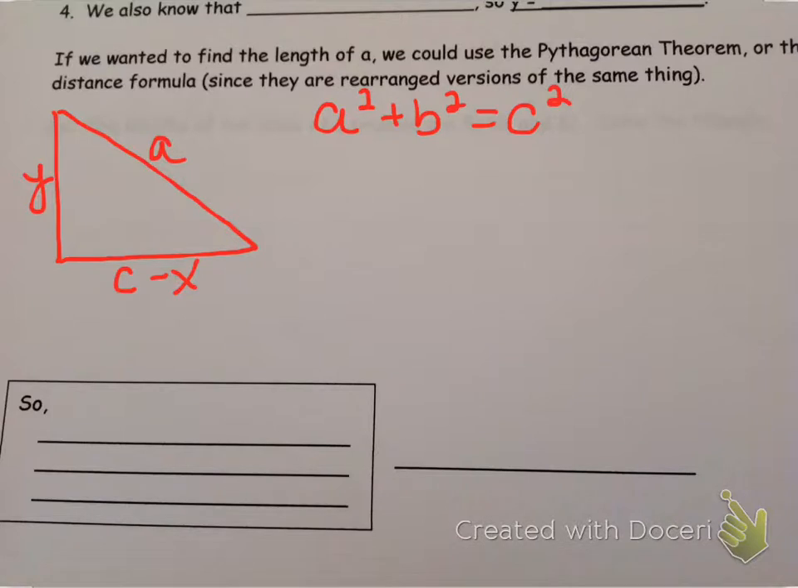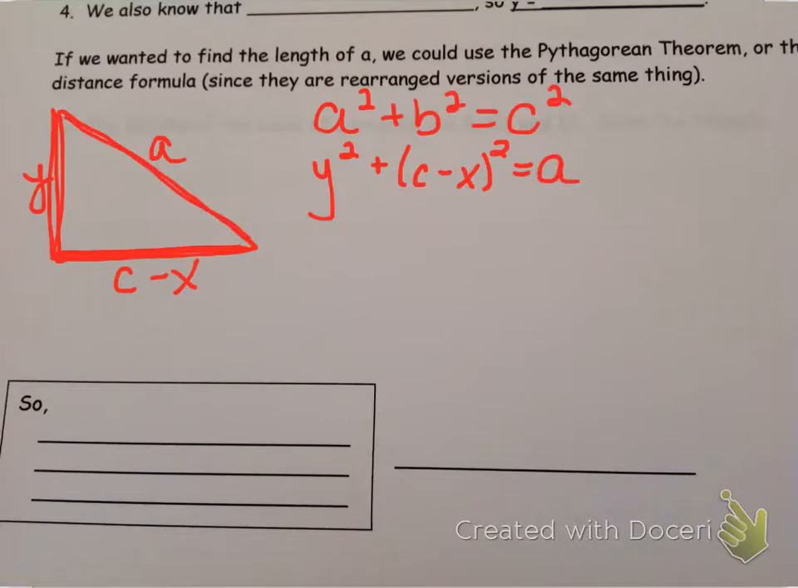So this is one of my legs right here, y, and it's going to get squared. This is the other one of my legs, and we find its length by doing c minus x, and that's the length of that leg, and it's going to get squared. And that's equal to our hypotenuse squared. And now comes the algebra.